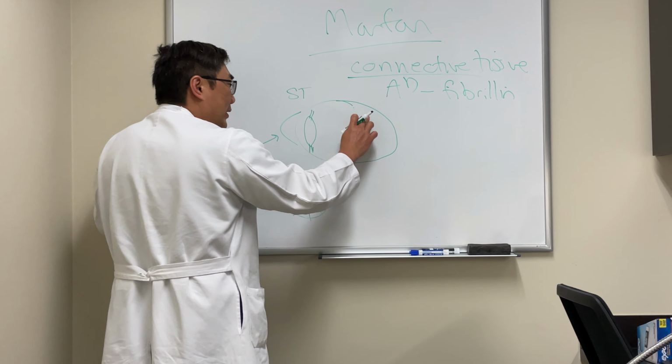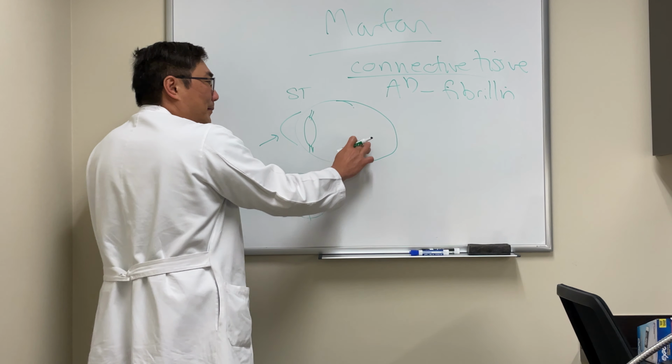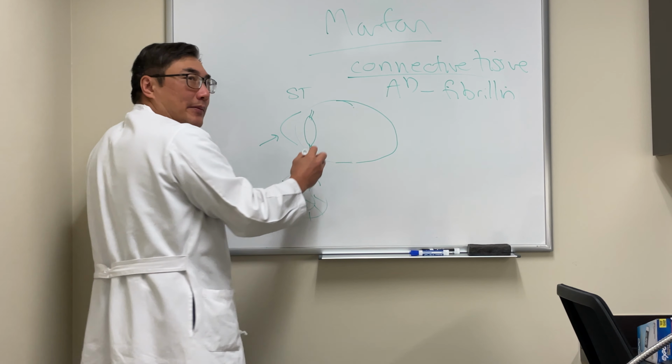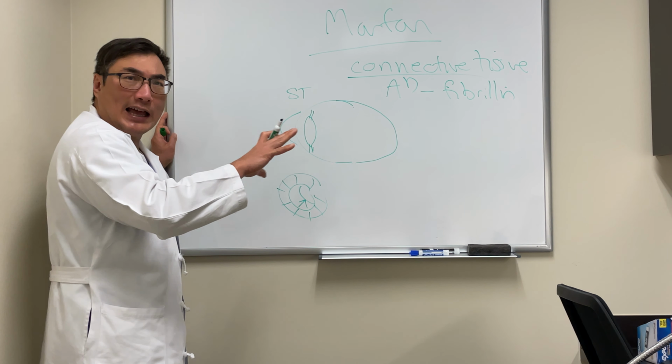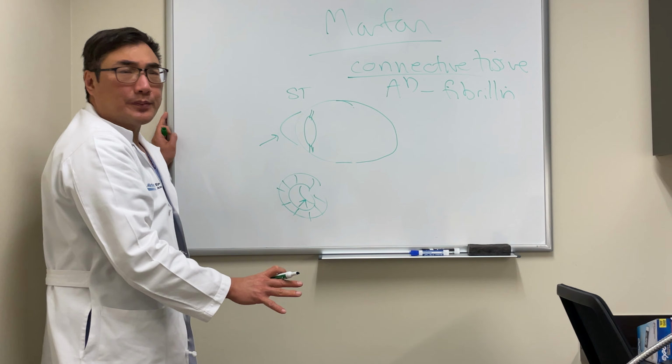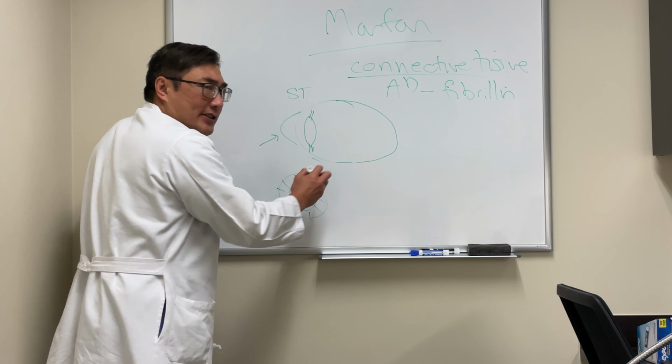And so when you have a weak eye wall, your eye will get bigger, and that's the axial myopia. And in the periphery, they might have the myopia findings of lattice degeneration. They're going to be at lifelong risk for retinal detachment. And because the sclera is thin, it might be blue.